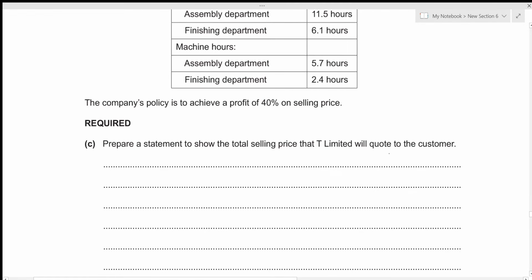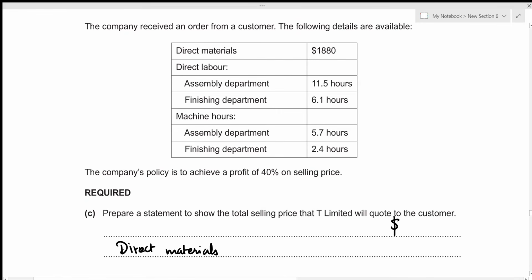We can just prepare a statement. We will start with the direct materials. So direct material is already given right here to be 1,880. We will just substitute this value. Then we're given the direct labor for assembly department and finishing department, and we are given the machine hours for assembly department and finishing department. Now we can just categorize these into two different sections. The first one will be direct labor used by both the assembly department and the finishing department.